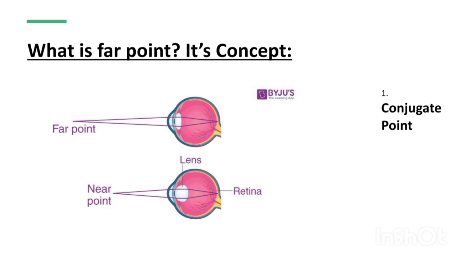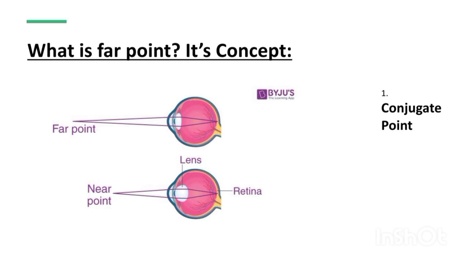To understand the far point, first you should have an idea of the conjugate point. What is meant by the terminology conjugate point? Conjugate point means, for example, there are 2 points. Let us imagine 2 points A and B. If we put an object at point A, the image will form at point B, or else if we put the object at point B, the image will form at point A.